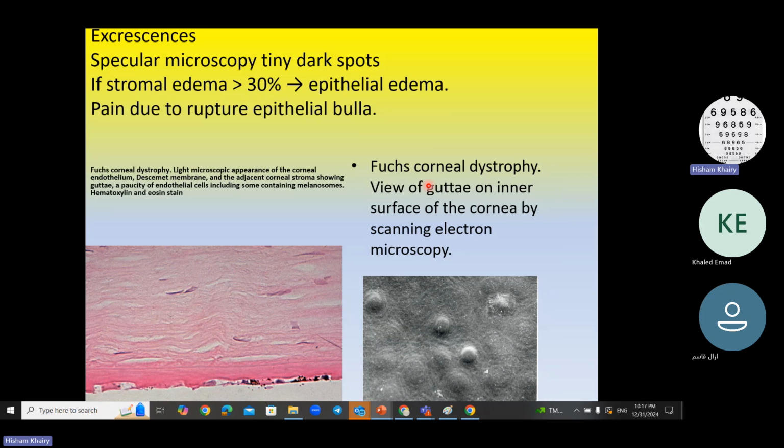Here with scanning specular microscopy, there are tiny dark spots. Fuchs endothelial view of guttata on the inner surface of the cornea by scanning electron microscopy. Here is a hematoxylin and eosin stain showing the guttata in the endothelium with loss of endothelium. The adjacent corneal stroma also shows the guttata. There are few endothelial cells, and some contain melanosomes.